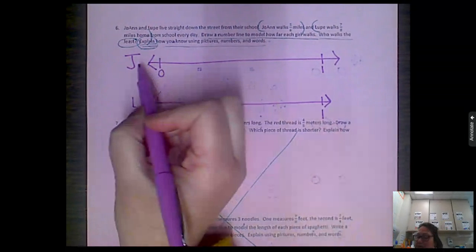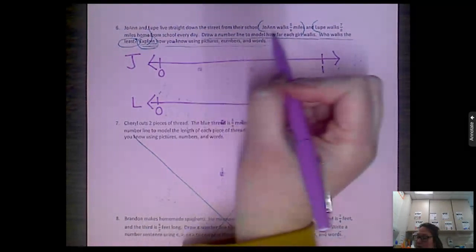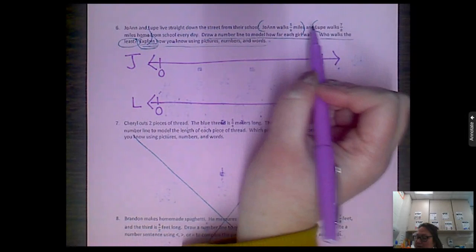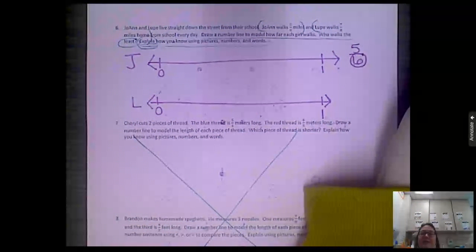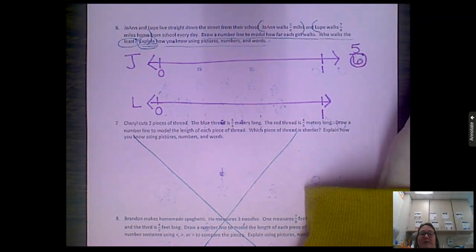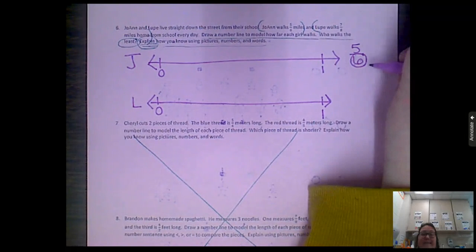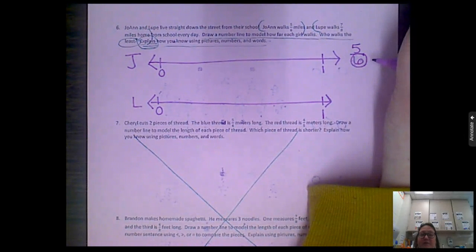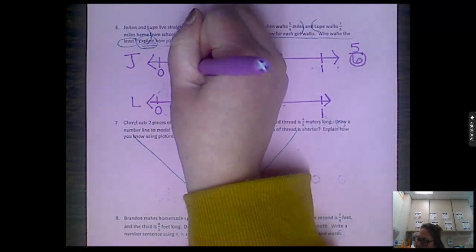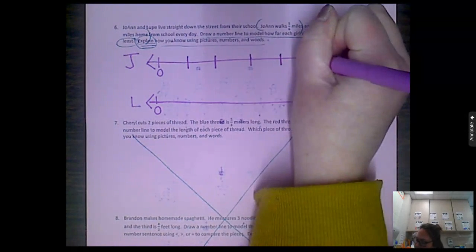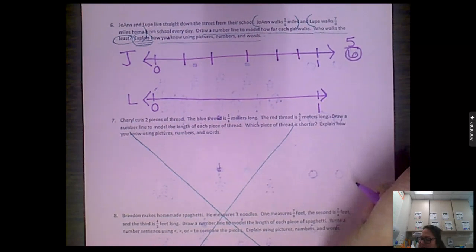Okay, so let's do Joanne first. Joanne walks 5/6 miles. I'm going to put 5/6 at the end of my number line there. Now this denominator tells me that this whole is going to be split up into how many equal parts? 6. Now remember, for 6, what do I split it into first? Split it into thirds first. Okay, and then split the thirds in half. Okay, and then we're ready to label.